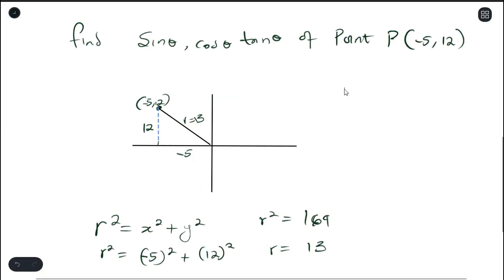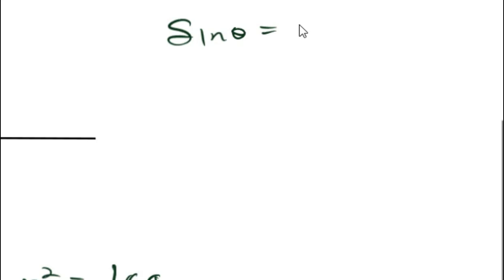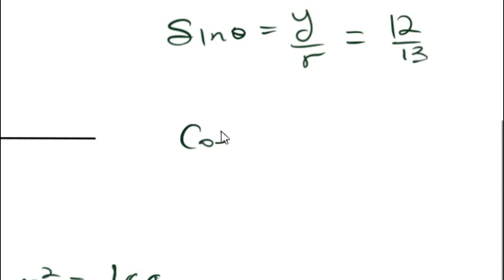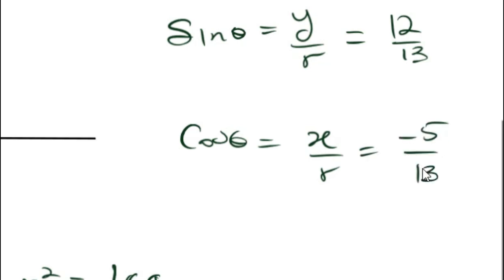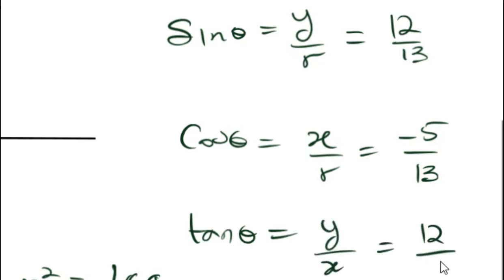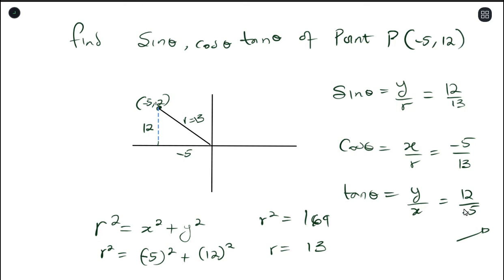Now to get our sine theta, we understand sine theta is y over r. So in this case it would be 12 over 13. To get our cos theta, you understand cos theta is x over r. So in this case it would be -5 over 13. And finally, to get our tan theta, you understand tan theta is y over x, and in this case it would be 12 over -5. And this is exactly how you use trig ratios in a Cartesian plane.